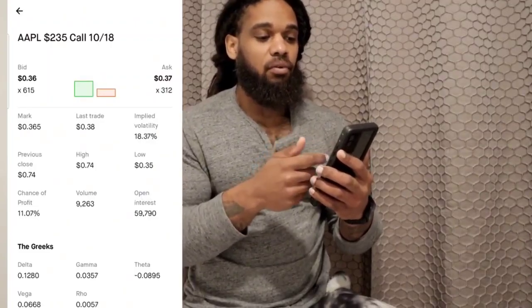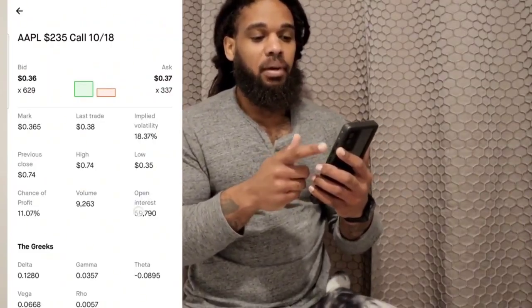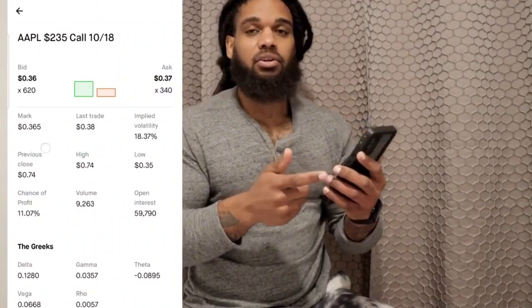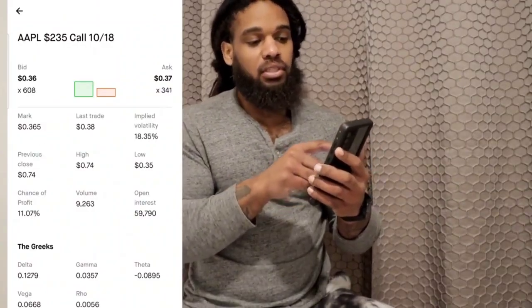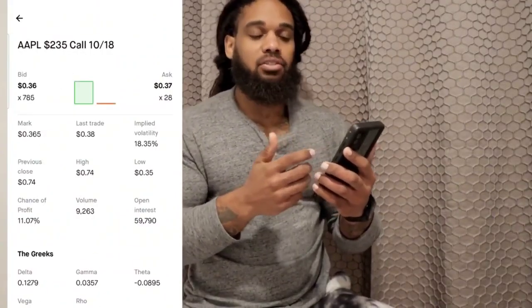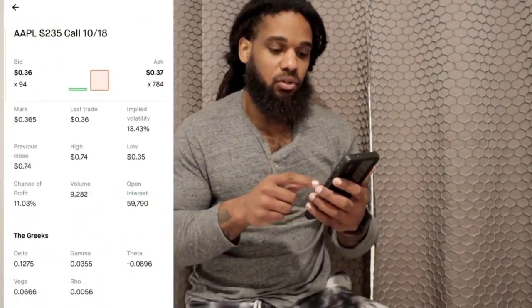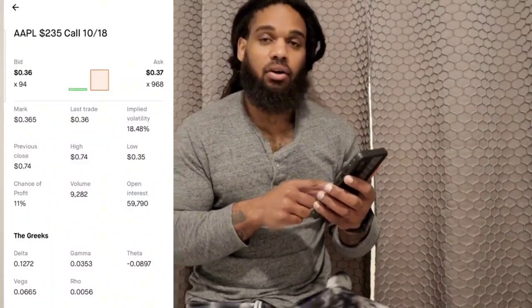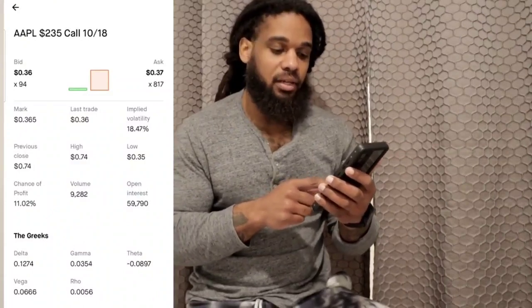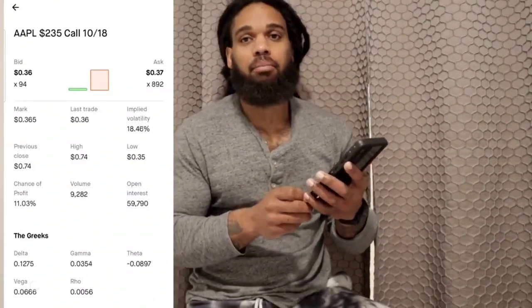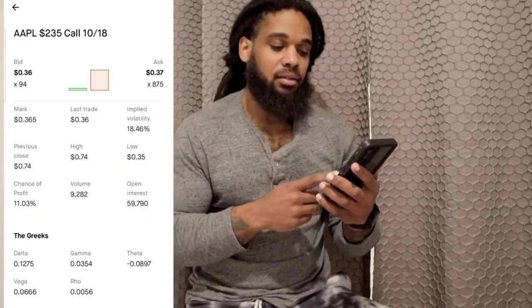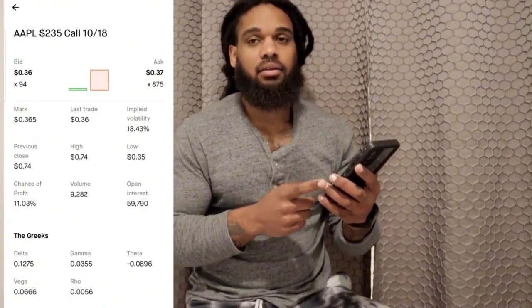So people are bidding for about $36. Somebody's asking for about $37. Now when you see the mark order, that's like the mid price. So when you press that arrow down, you're also going to see something called the Greeks, which are Delta, Gamma, Theta, Vega, Rho. I personally like to look at the Delta and the Theta.